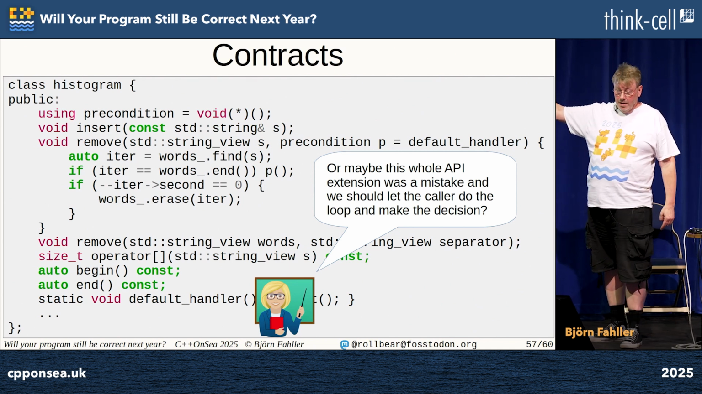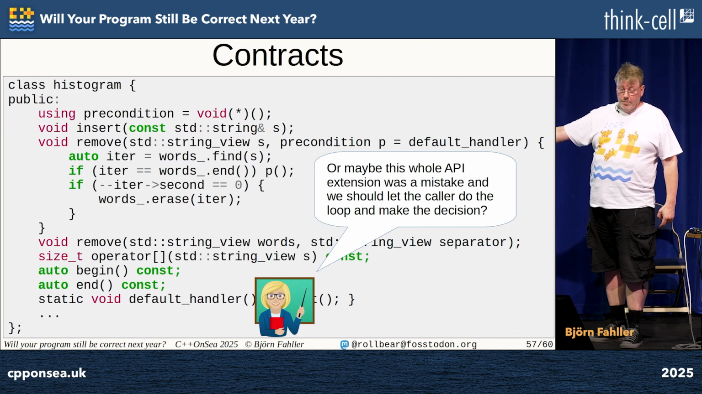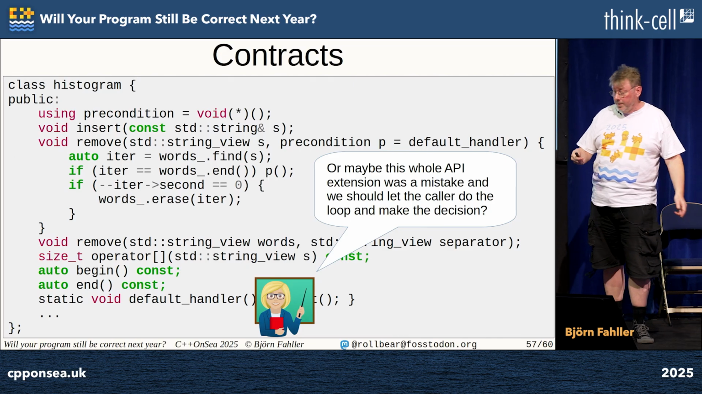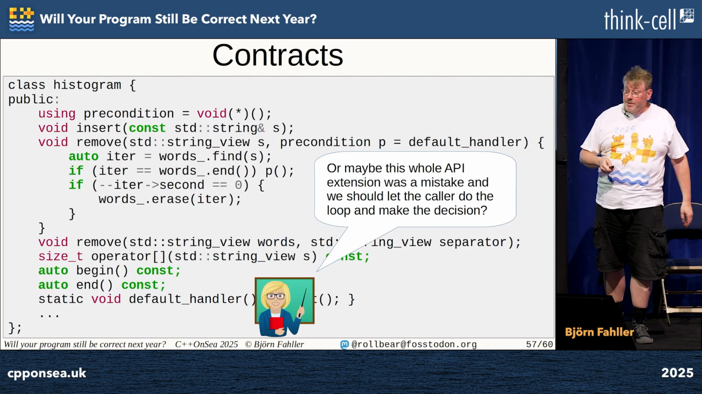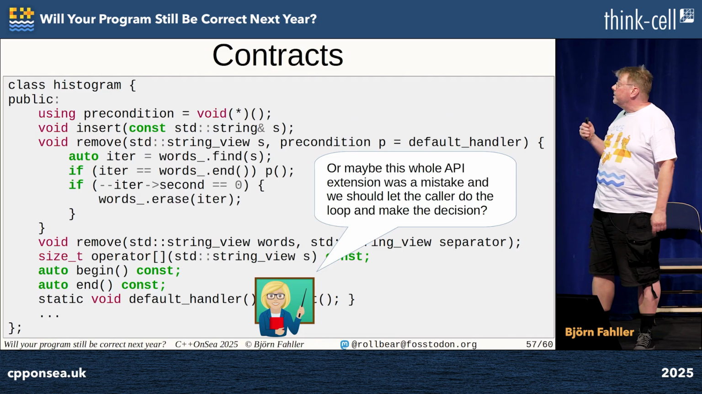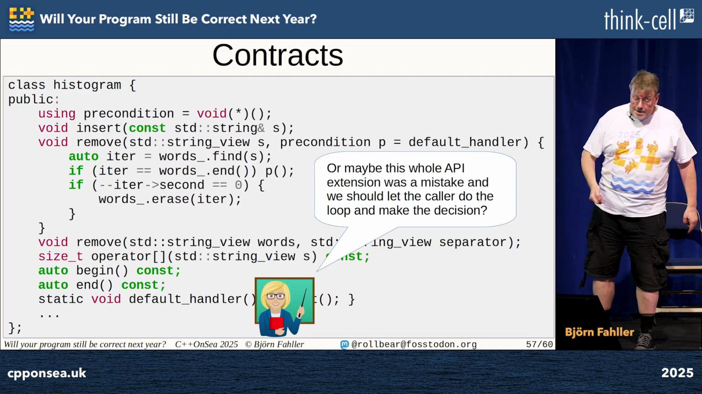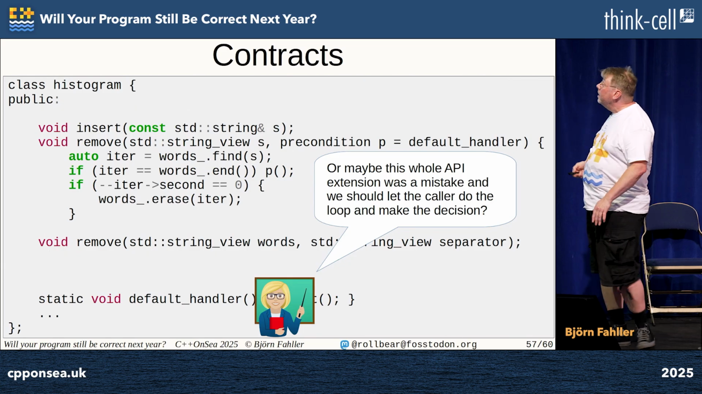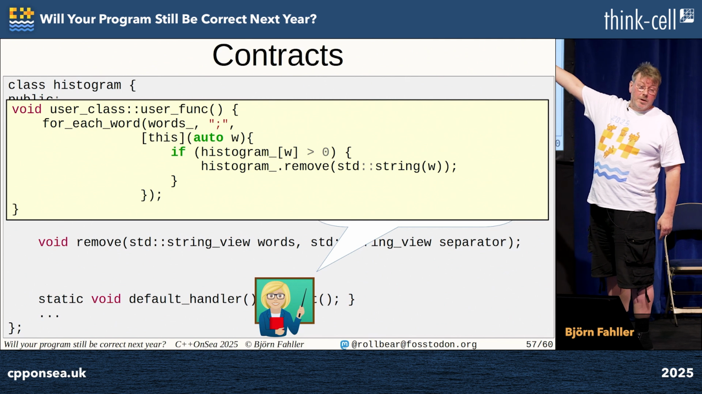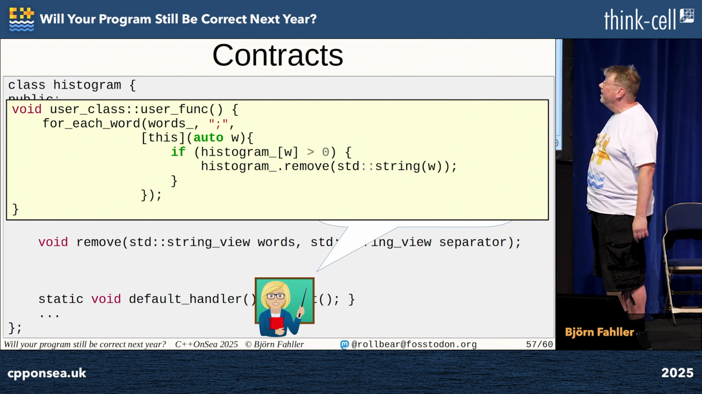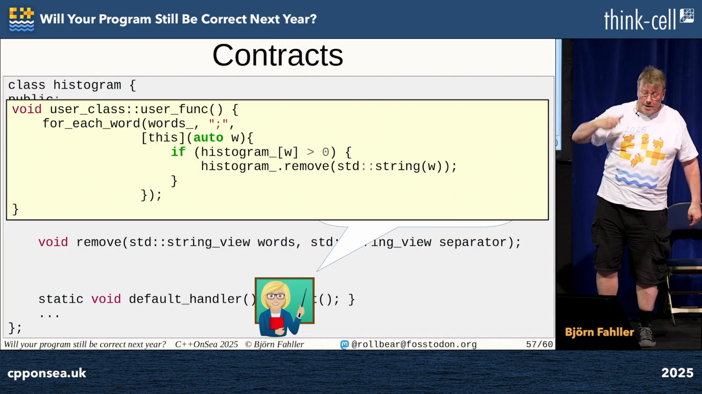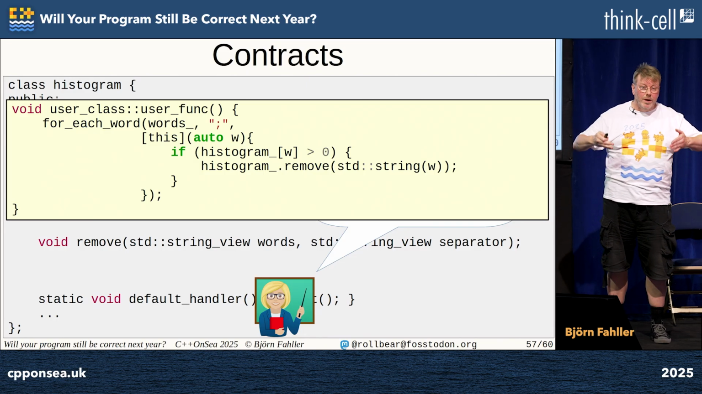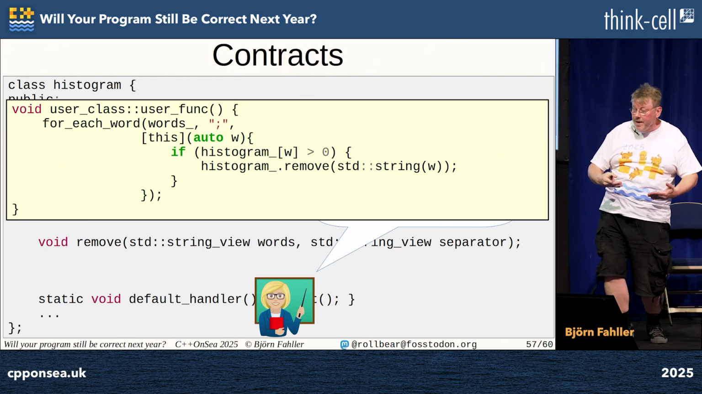Maybe this whole idea of these remove and insert functions that take a long string and separators was a mistake. Maybe we shouldn't have had these at all in the histogram class. They don't belong there. Maybe we should say that it's up to the user of the histogram to iterate over the words through whatever means they like. For example, there is this handy function called for each word. Maybe the user code should iterate over the words, and this is one example of how you could deal with it. There are others, but now we have left the decision to the user of what makes sense for them.